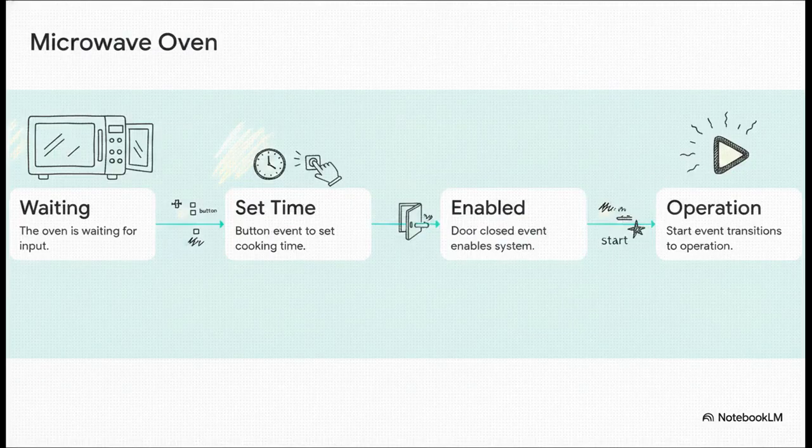The textbook has a really fantastic, relatable example for this, a standard microwave oven. We map this using a UML state diagram, where our finite states are the rounded rectangles. So the microwave just sits there in a waiting state. You press a button, boom, that's an event, and it transitions to the set time state. You close the door, another event, moving it to the enabled state. Finally, you hit start, and it jumps into the operation state. It's stepping from state to state, based entirely on specific triggers.